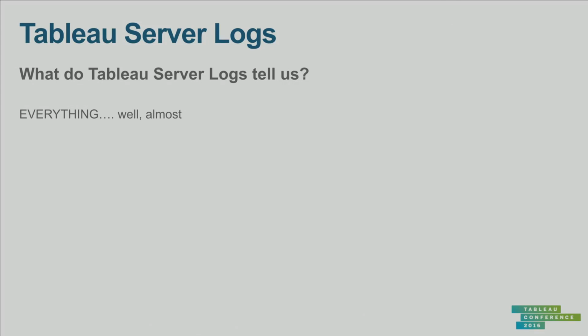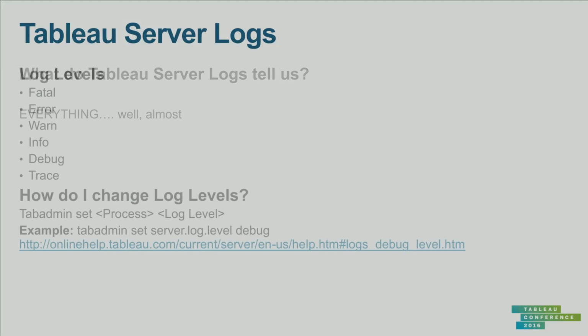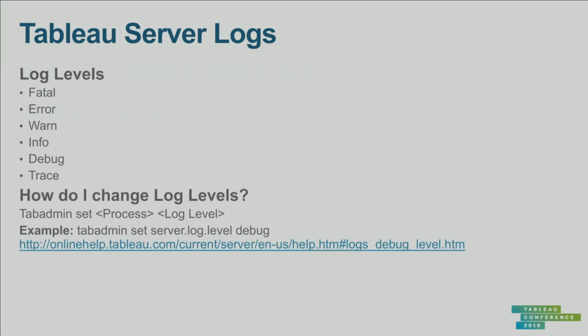And another reason I say almost actually has to do with the logging levels. I'm not sure how many of you know about the logging levels, but I just want to step into them a little bit because this is a big part of understanding logs and what you're seeing and what you're reading. So the main logging levels are fatal, error, warn, info, debug, and trace.